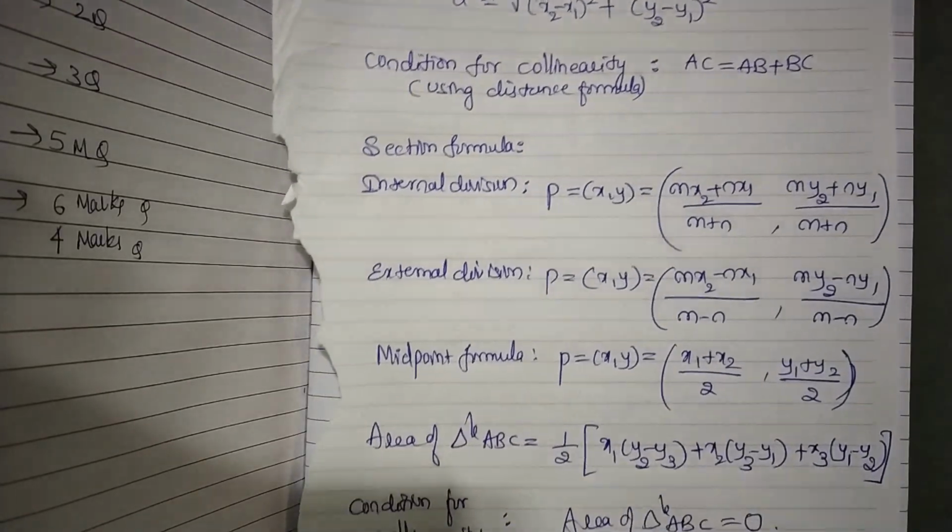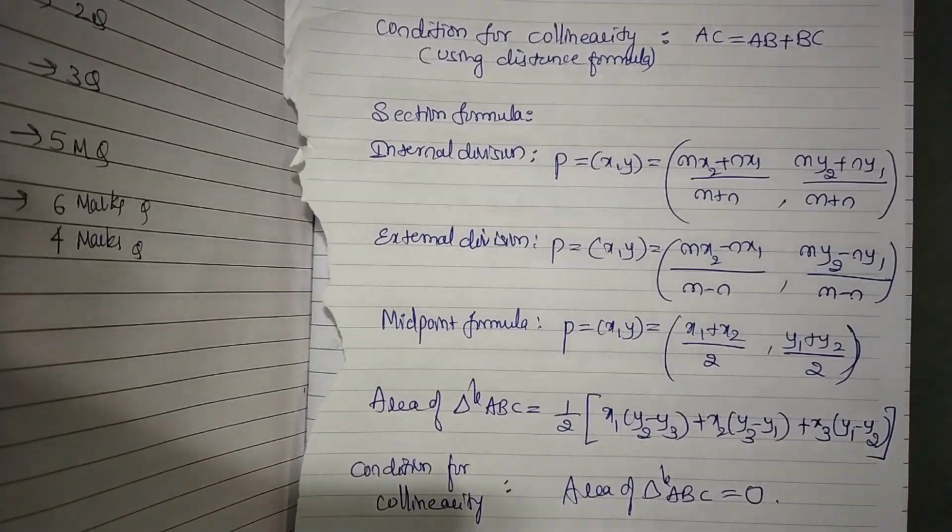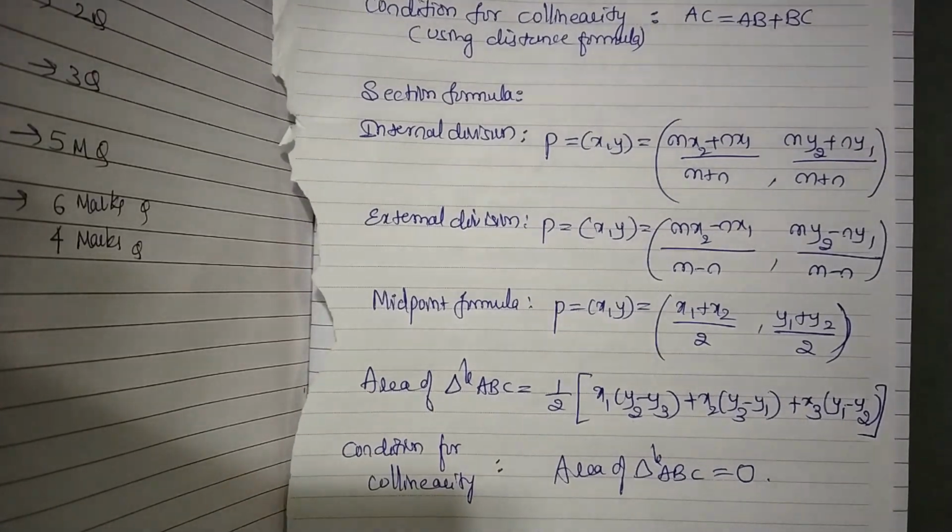Let A, B, C be the vertices of a triangle ABC. Then its area is given by 1 by 2 of [x1 into (y2 minus y3) plus x2 into (y3 minus y1) plus x3 into (y1 minus y2)]. When the vertices appear anti-clockwise, then the area is positive. If vertices appear clockwise, then area is negative. So in this case, the absolute value is taken as the area is a positive quantity.